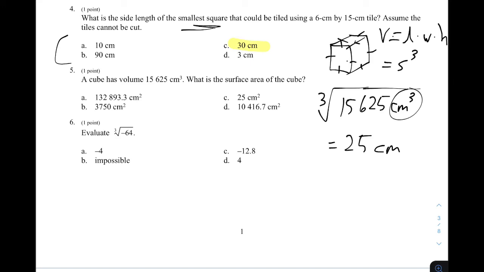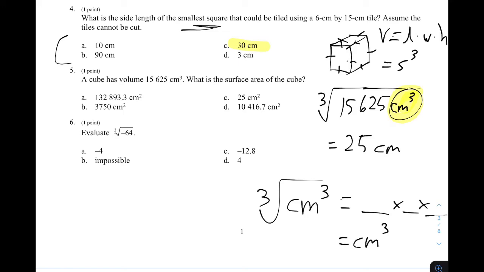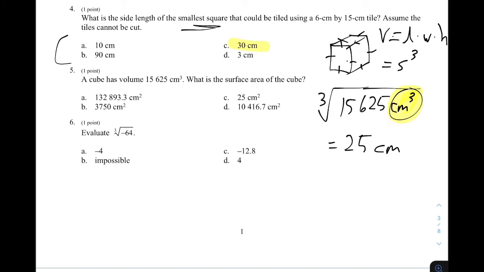I'm just going to pause here to make sure that we focus in on this unit for a moment. If I take the cube root of just the unit, centimeters cubed, I'm asking what times itself gives me centimeters cubed. And that answer is centimeter times centimeter times centimeter is centimeters cubed. So the cube root of centimeters cubed is just centimeter, which is really saying measuring one side of a cube.